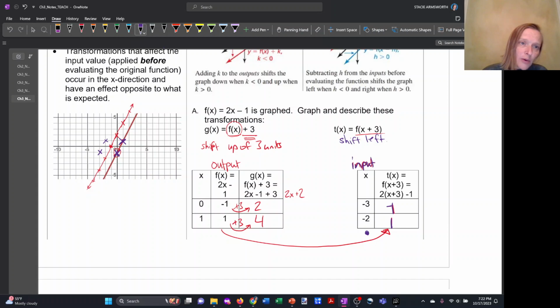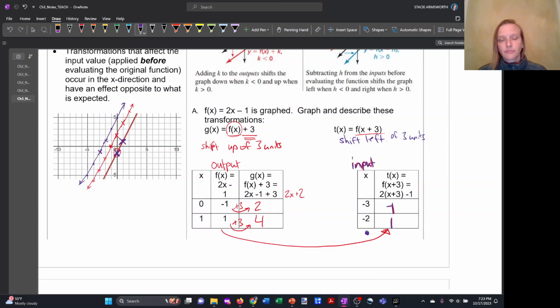If I go ahead and plot a few more points here so that I can hopefully draw a reasonably straight line, okay, you see that I have a shift to the left of 1, 2, 3 units.